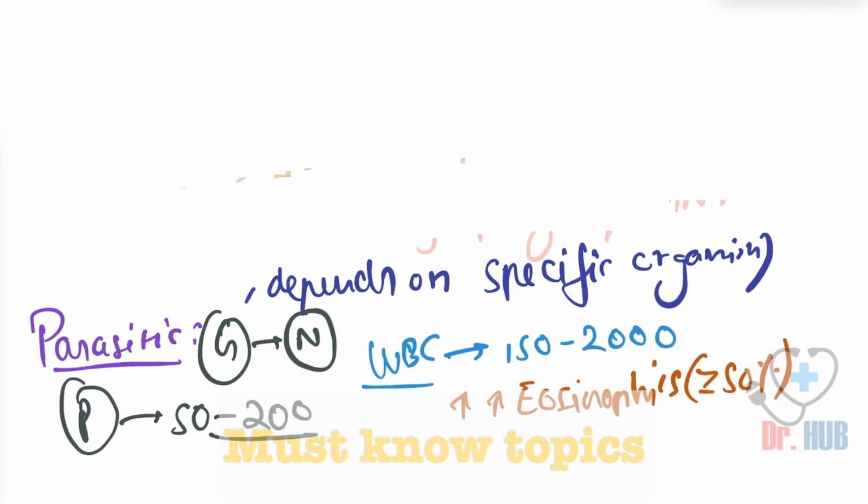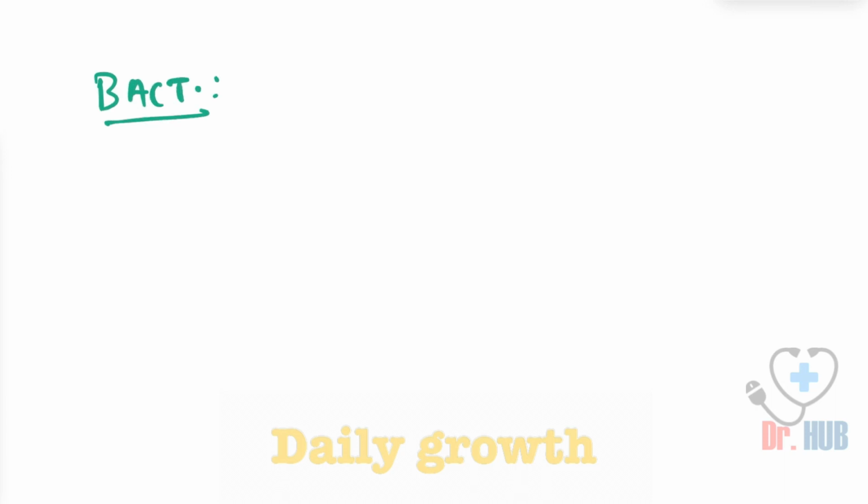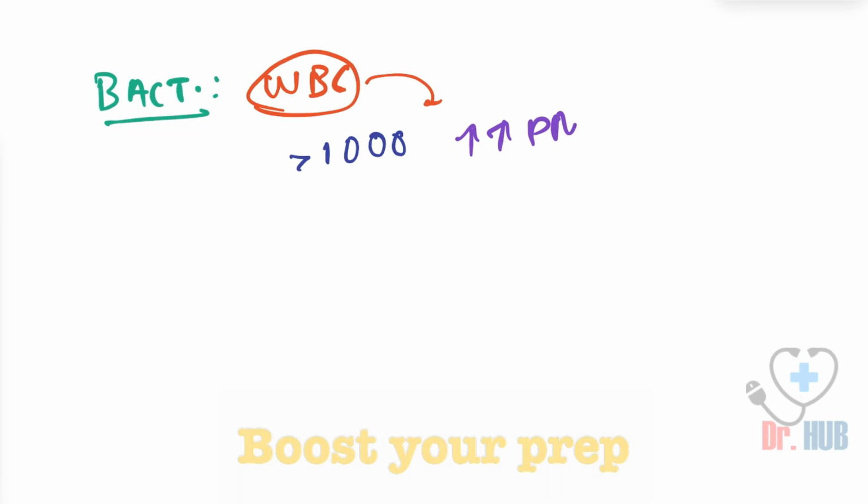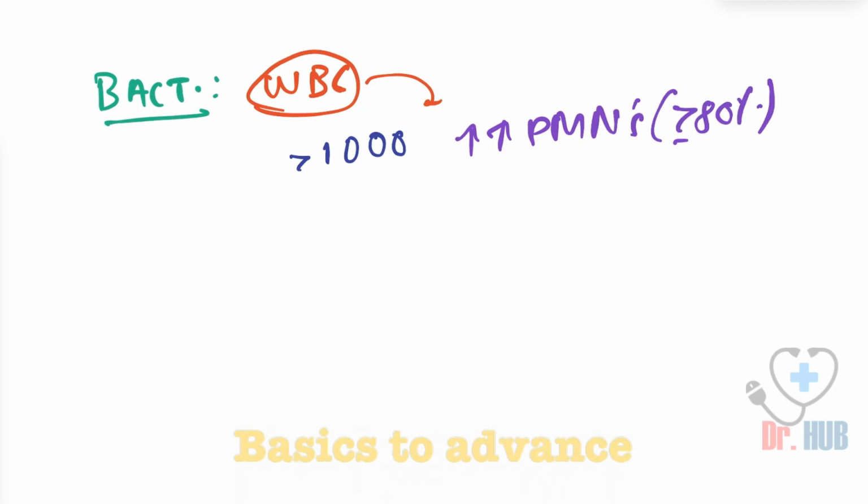Now we'll be answering our questions. To begin with, the first question we asked was, in terms of bacterial, comment on the WBC. So the WBC here is greater than 1000. This is in terms of bacterial. And there is an increase in the PMNs, and this is greater than 80%.